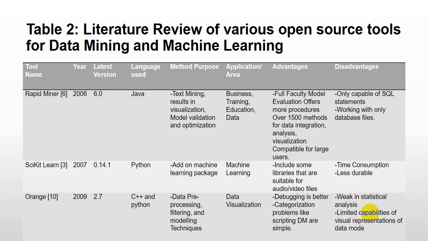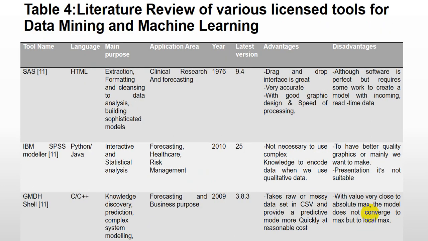Now here we'll discuss about licensed tools for data mining and machine learning. First tool is SAS. Language used by this tool is HTML. Its purpose is for extracting, formatting, and cleansing to data analysis, building sophisticated models. It's used in clinical research and forecasting areas. Here it came in the year 1976.